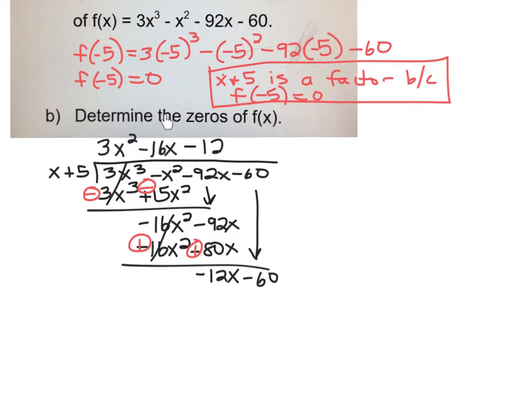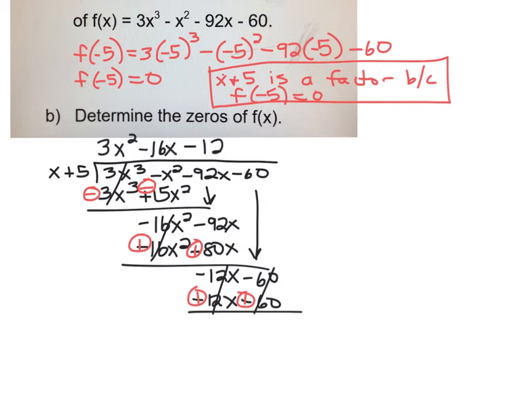All right, negative 12 times x is negative 12x. And then negative 12 times 5 is negative 60. And look at this. This is going to work out, okay? So when we change our signs, everything cancels. So it means we don't have a remainder, which is great.